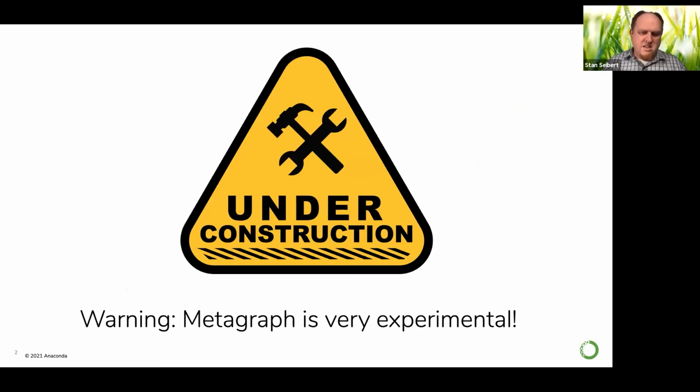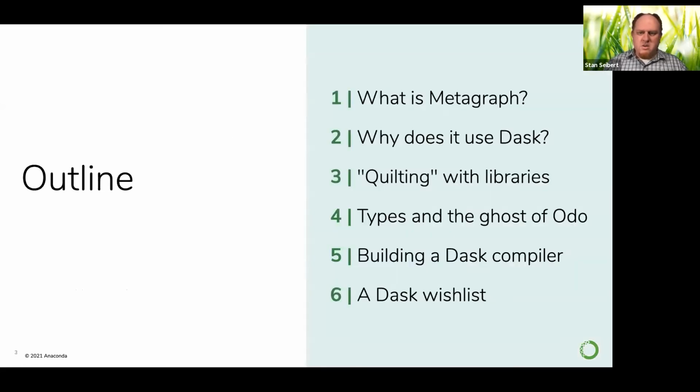But I would say that this is more for people who are interested in the ideas you're going to see, and less for if you need to solve the traveling salesman problem by lunch, you may not want to use this just yet. So I'm going to talk a little bit about what Metagraph is, why we use Dask, our approach to trying to stitch together a bunch of libraries, talk about types and how types factor into this story, talk about our work building a Dask compiler, and conclude with some wish list of things that we wish were easier to do in Dask, or we would love to talk to people about how to maybe improve Dask.